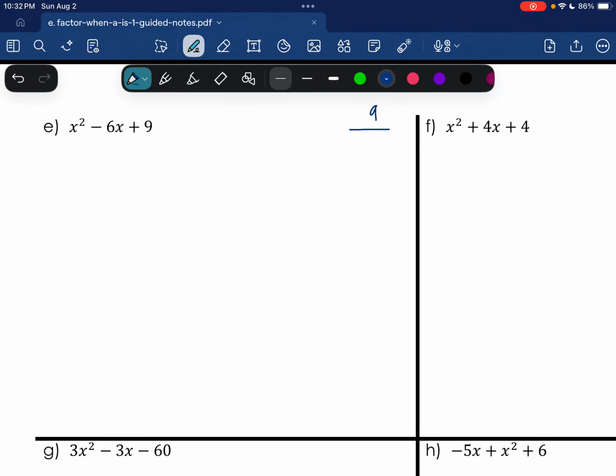All right, so let's factor. I discovered that negative 3 and negative 3 adds to negative 6. So when I factor this, I'm going to end up with x minus 3 times x minus 3. Oh, but I can write that even more simplified like this, x minus 3 quantity squared. And you'll recall from our previous lesson that that was a PST, or a perfect square trinomial.